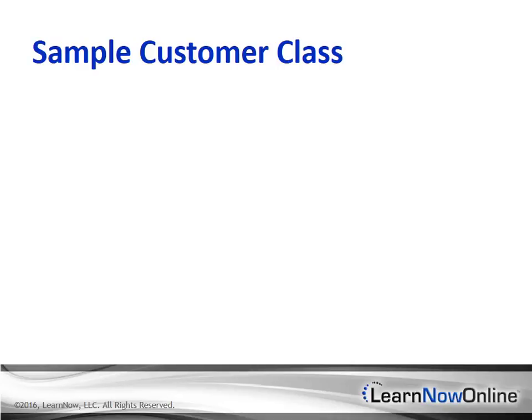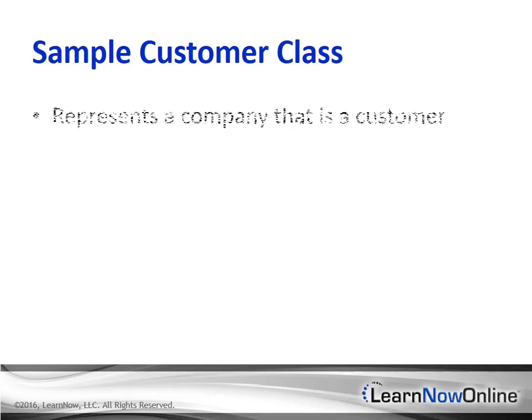The sample class that I'm going to use for most of my discussions about properties and methods is a customer class. This represents a company that's a customer. And the class has a number of properties, each of which provide one piece of information about the customer. There's a customer ID. This is a string representing a 5-character ID for the customer. The property is read-write so that new customers can be created by code.